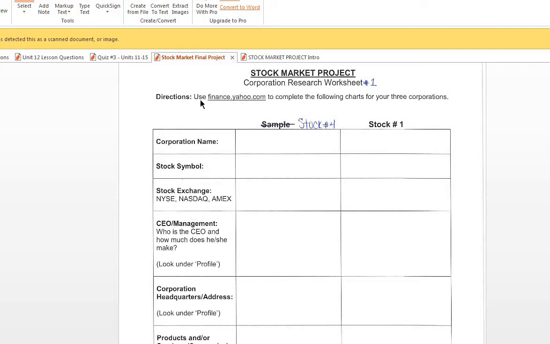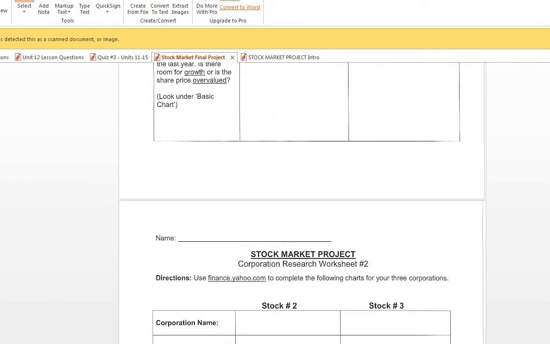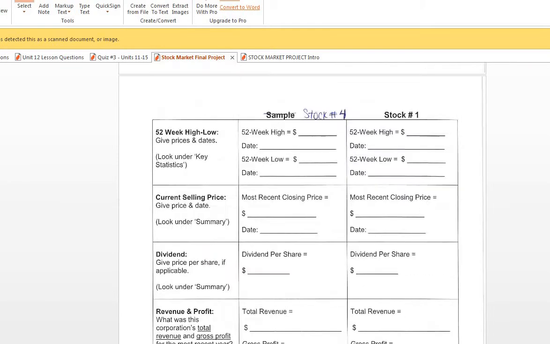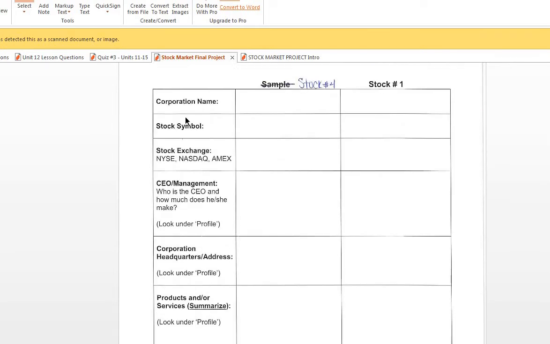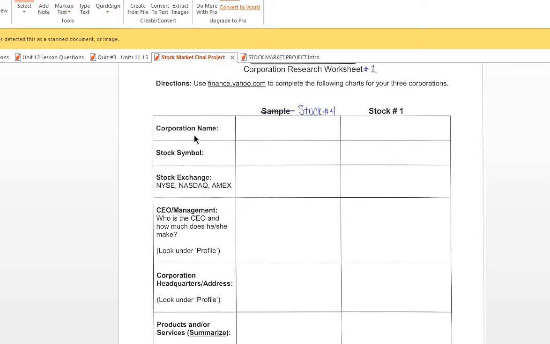So this up here says directions. Use finance.yahoo.com to complete the following charts for your three corporations. I'm asking for 4, which is why I edited this to show stock number 4. And this is the worksheet I labeled number 1, and this is the worksheet labeled number 2. So, to start this off, this is worksheet number 1, and we're going to start with this one, corporation name. Just for kicks and giggles, I chose Under Armour.